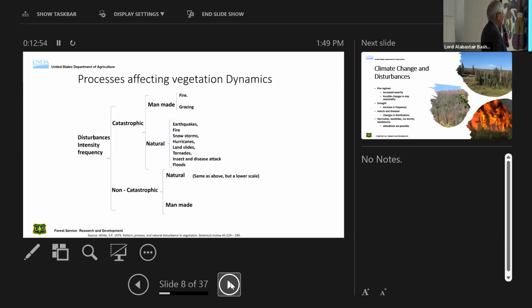So how does this relate to vegetation, to the disturbances that climate change is causing? Well, disturbance is defined as an event that creates a new generation of trees. This can be natural or man-made, and it can be catastrophic or not catastrophic. Catastrophic is when it covers big geographical areas, or acts like an epidemic with big transmission over large areas. Man-made can be fire or grazing, or natural like earthquakes, fires, snowstorms, hurricanes, landslides, you name it, insect and disease attacks, flooding. We have seen a lot of that lately. And not catastrophic is almost the same, but on a smaller scale.